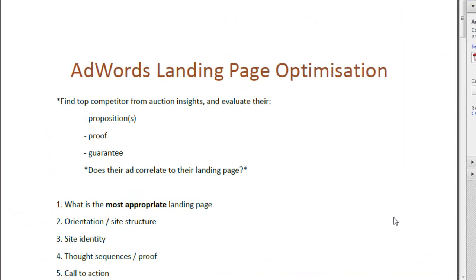Okay, this section's all about landing page optimization. So a landing page is a page on your website that someone ends up on after they've clicked on one of your ads. So landing page optimization is creating different pages that get more of your visitors or more of your clicks to convert to leads or sales.